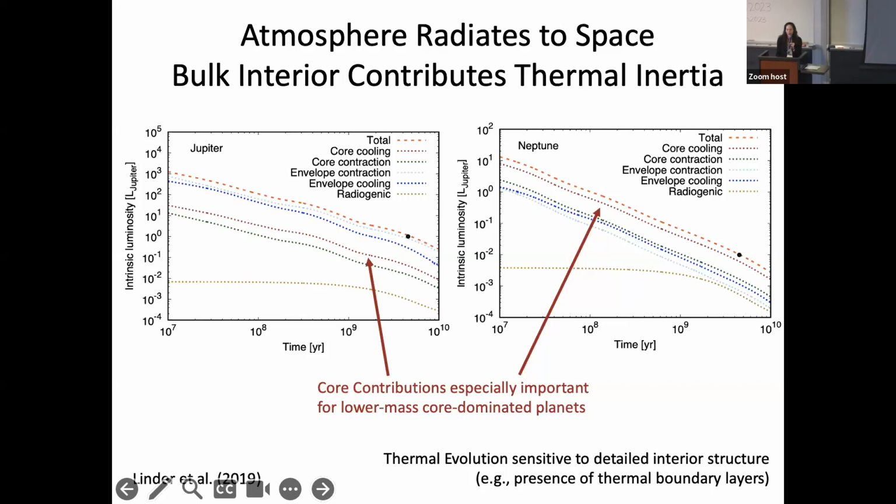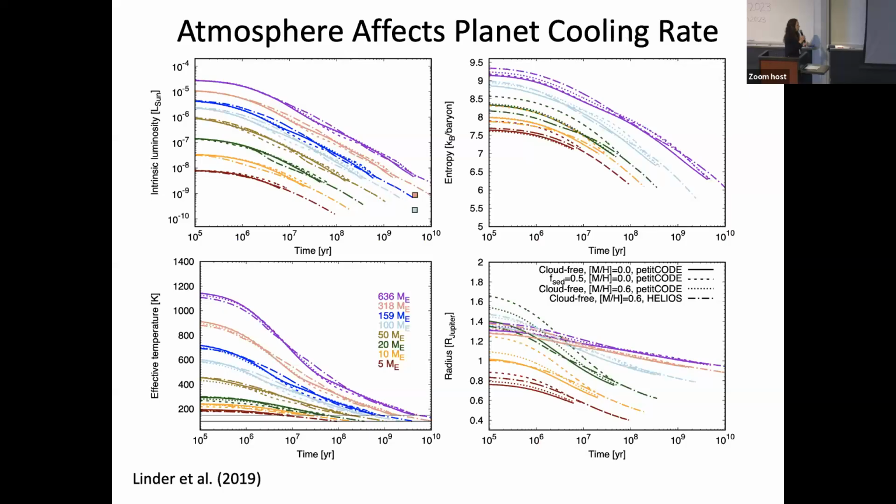Now, this is for kind of specific cases where you have a core and then a homogeneous envelope on top. The actual breakdown and the thermal evolution of planets can be rather sensitive to the detailed interior structure, whether there are composition gradients or thermal boundary layers. And so that's just a caveat to keep in mind here with these plots. Okay. So those were some examples for solar system planets.